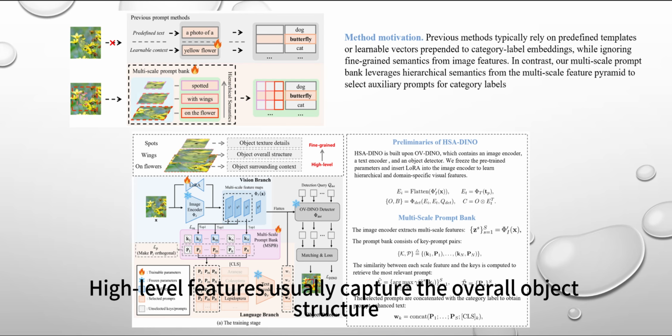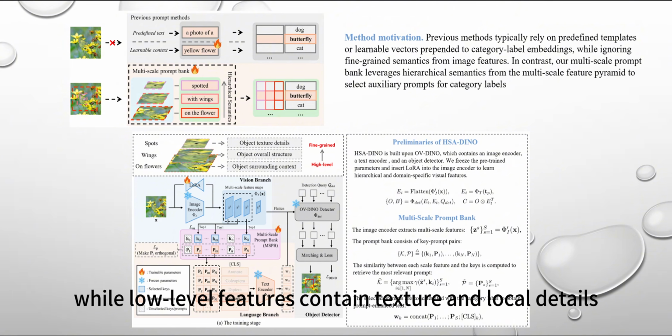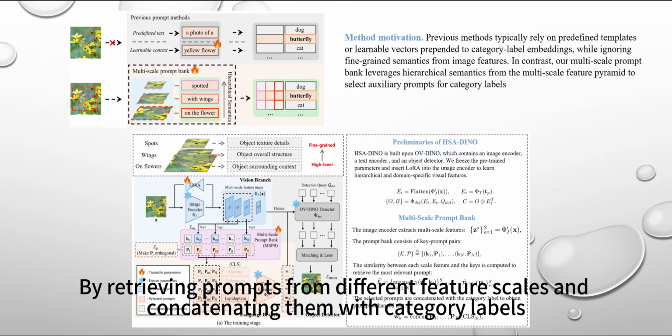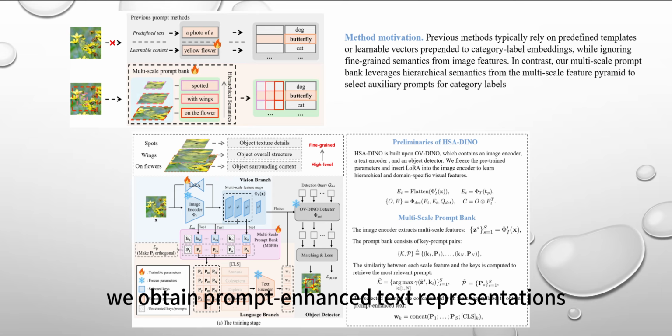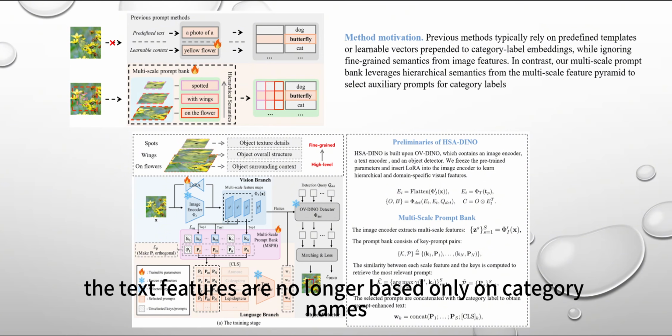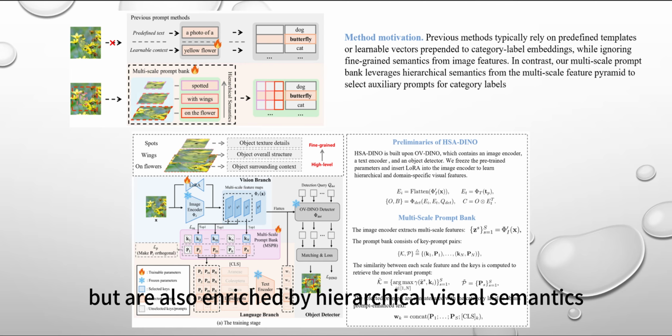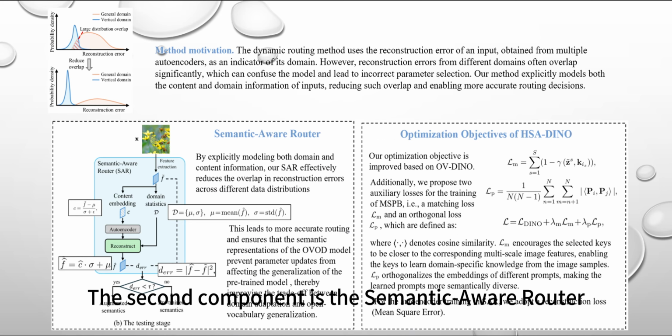High-level features usually capture the overall object structure, while low-level features contain texture and local details. By retrieving prompts from different feature scales and concatenating them with category labels, we obtain prompt-enhanced text representations. In this way, the text features are not only based on category names, but are also enriched by hierarchical visual semantics.